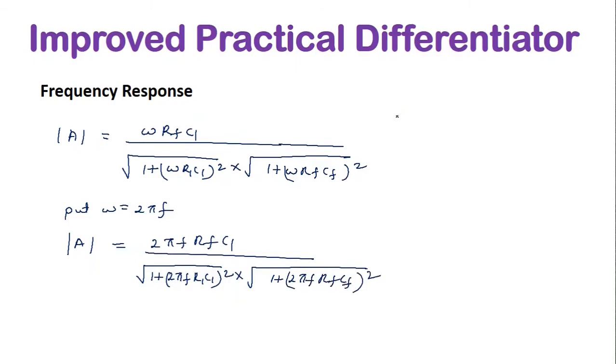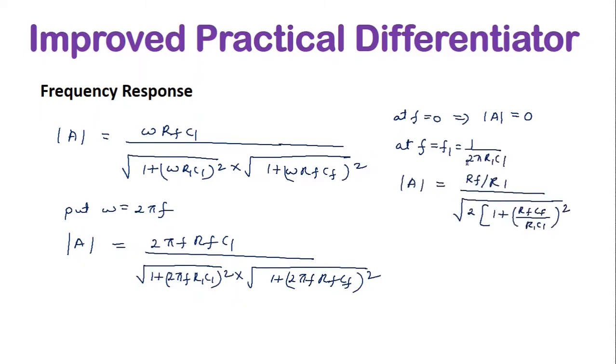Now in this equation, when we put f is equal to 0, the magnitude of gain of the improved practical differentiator will be equal to 0, and we define one frequency f is equal to f1 is equal to 1 upon 2 pi R1 C1. So when we put f is equal to f1 is equal to 1 upon 2 pi R1 C1 in this equation, then we will get magnitude of gain is equal to RF upon R1 whole divided by under root 2 into 1 plus RF CF divided by R1 C1 whole square.